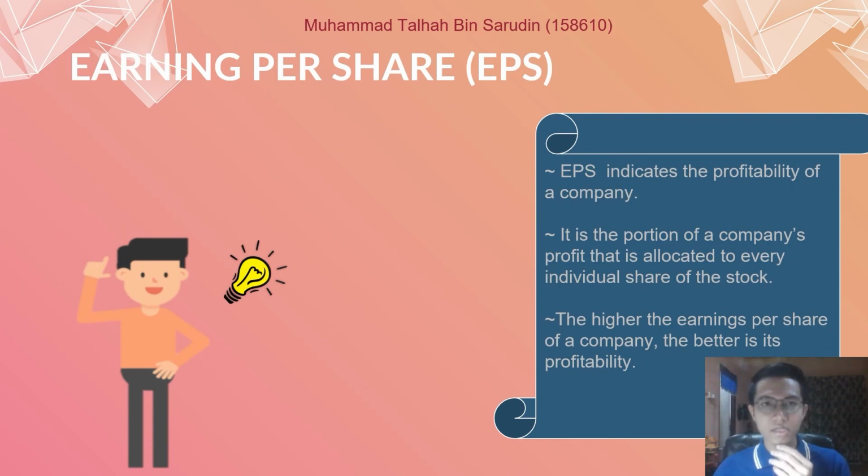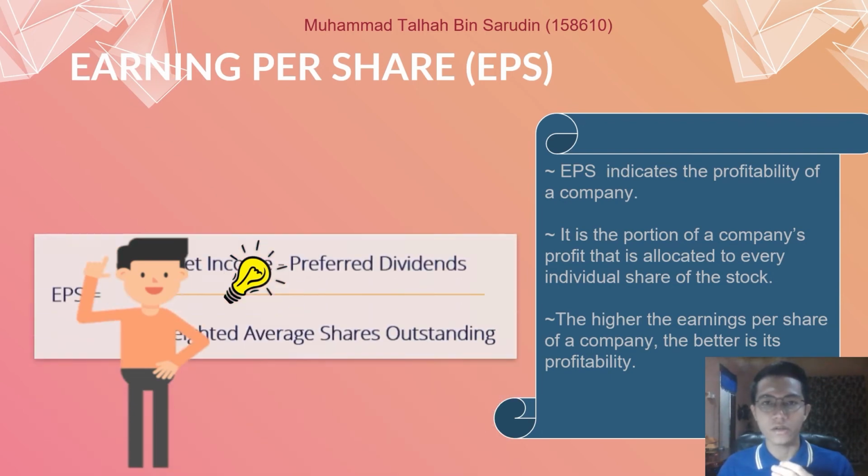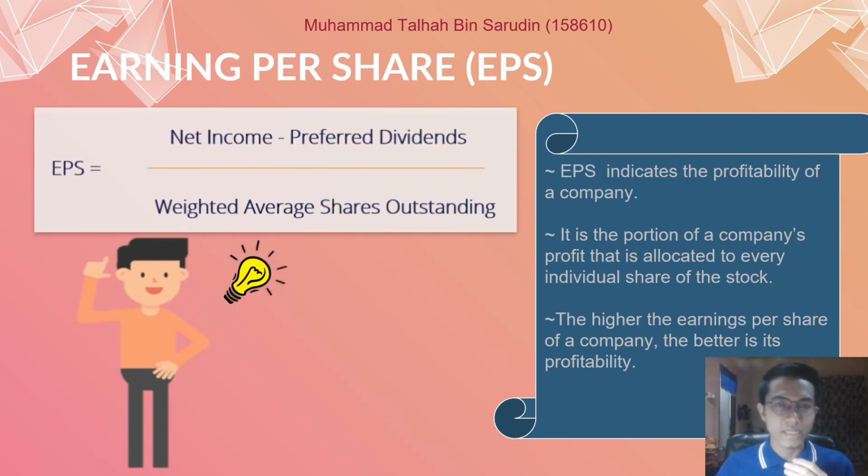And the next one is earnings per share, or we call it EPS. EPS indicates the profitability of a company. It is the portion of a company's profit that is allocated to every individual share of a stock. The higher the earnings per share of a company, the better its profitability. So how do we compute earnings per share? Normally we use the formula: EPS is equal to net income minus preferred dividend, divided by weighted average shares outstanding.